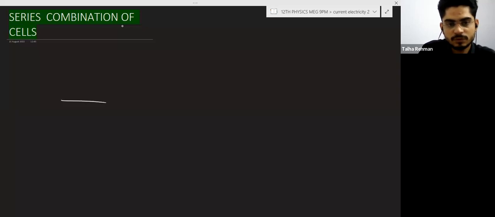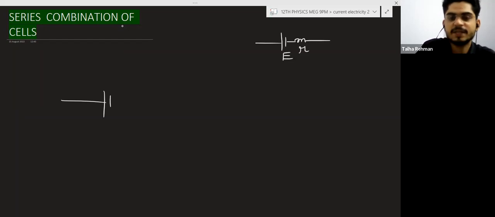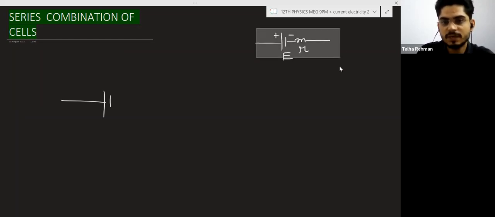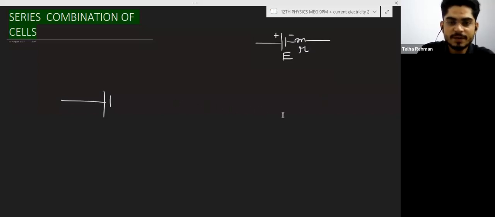So this is the cell, and always remember that the representation of a cell is this. E is the EMF of the cell, R is the internal resistance of the cell. This is the positive terminal of the cell, this is the negative terminal of the cell. So this is the representation of a cell. Okay. Now I am connecting cells.